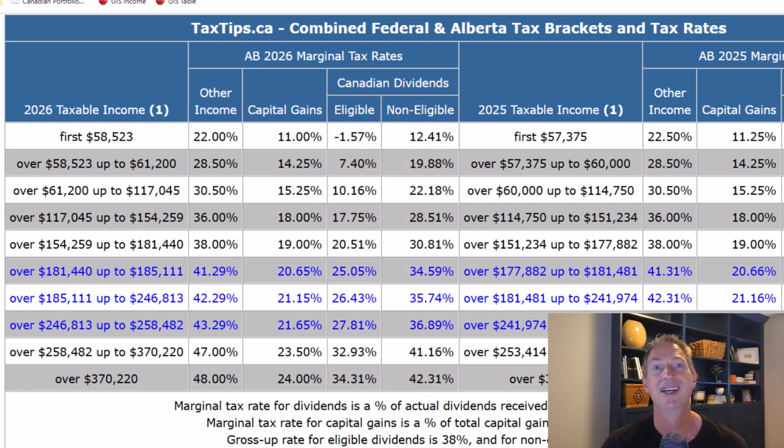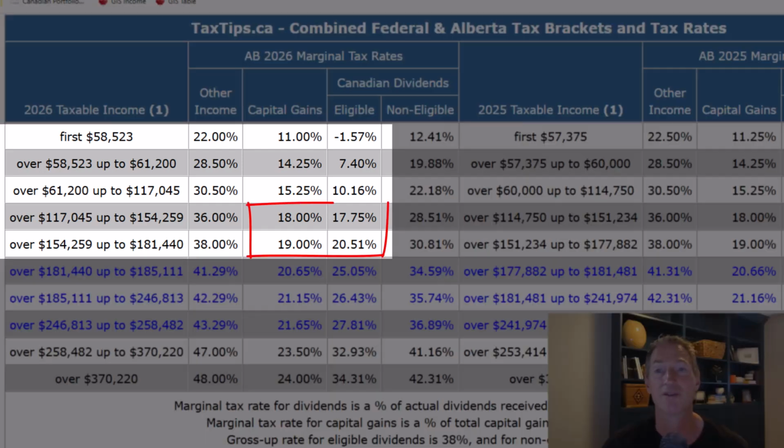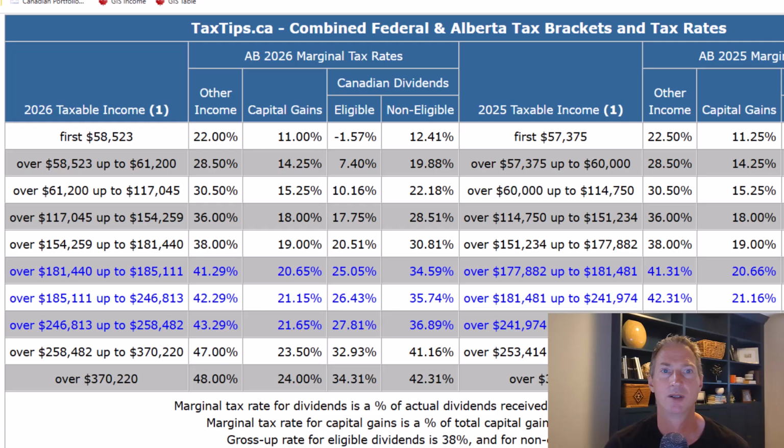For the most part, I am going to be talking about eligible Canadian dividends, as that's what most of us are investing in. And you can see if you make less than $154,259 in Alberta, I am in Alberta, so I'll just use the Alberta table here, then dividends get taxed at a lower rate than capital gains. One thing to be aware of, though, is that dividends will get taxed every year, whereas capital gains will only get taxed when you sell your investment.